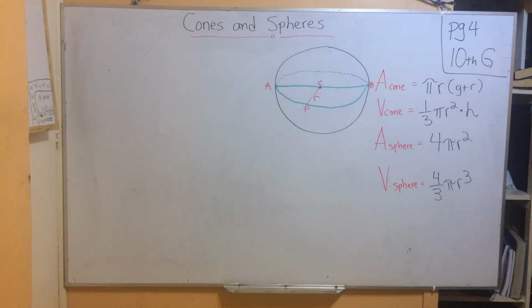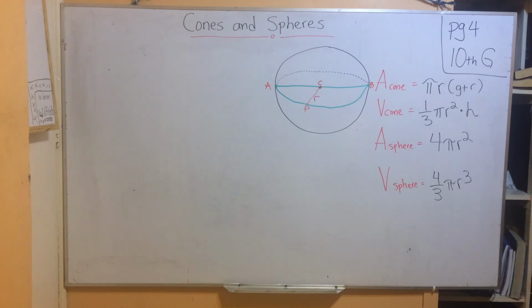Surface area. With the volume of a sphere, we just need the radius, and it's going to be to the cube, because remember volume units are to the cube. So this is pretty simple, because the only variable that we have here is the radius.